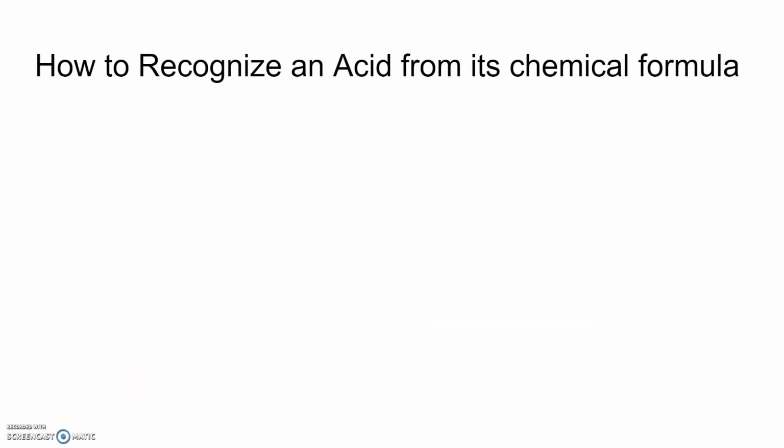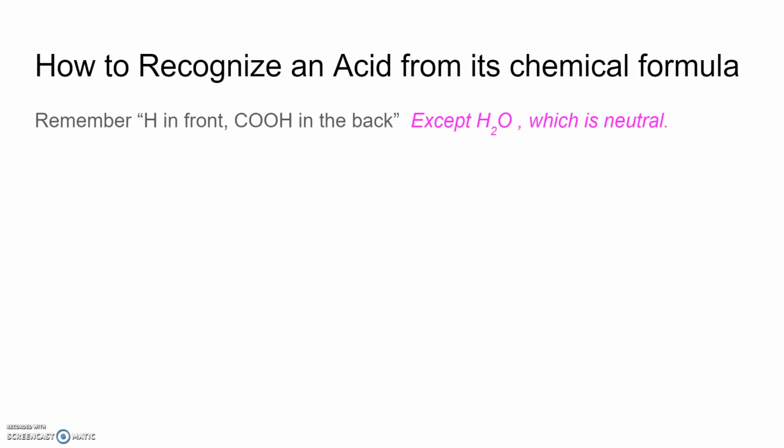All right, so how do we recognize acids from their chemical formula? The thing to remember is this rule: H in the front, COO in the back. So if you see a hydrogen in the front or a COO in the back of the chemical formula, it's an acid. The only exception is water, which is neutral.